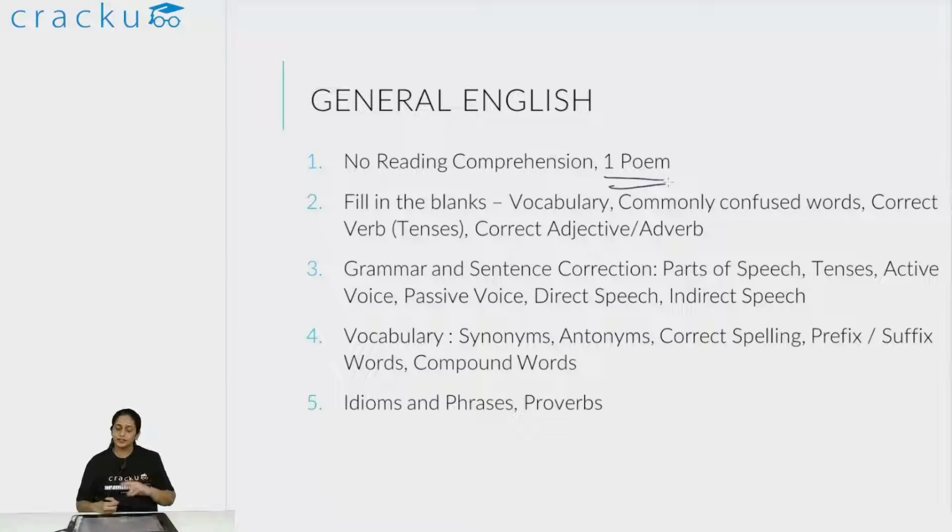There is also figures of speech. Basically, what is the figure of speech employed in this part of the poem? So all of this, basically, in this particular part, there's a mixture of where things come, but the concepts that are tested are vocabulary concepts and grammar and sentence correction concepts. And parts of speech particularly comes in many ways as such. It is a very important topic and we'll be covering it in detail. Active passive voice, one question comes. Direct indirect speech, one question comes.